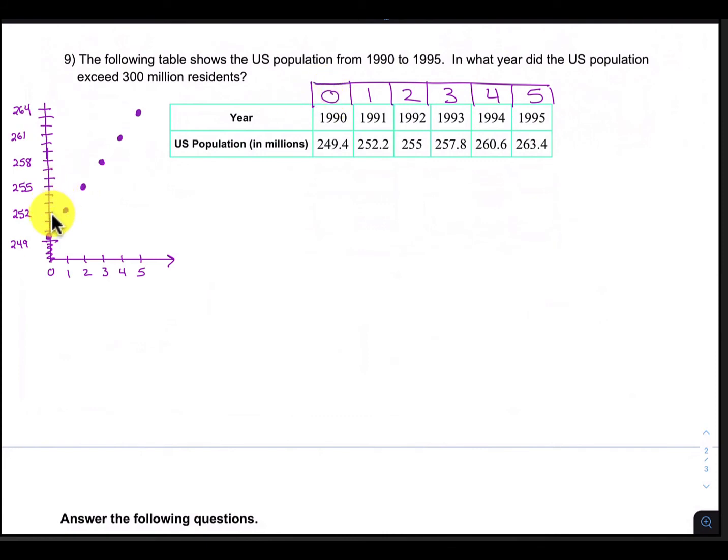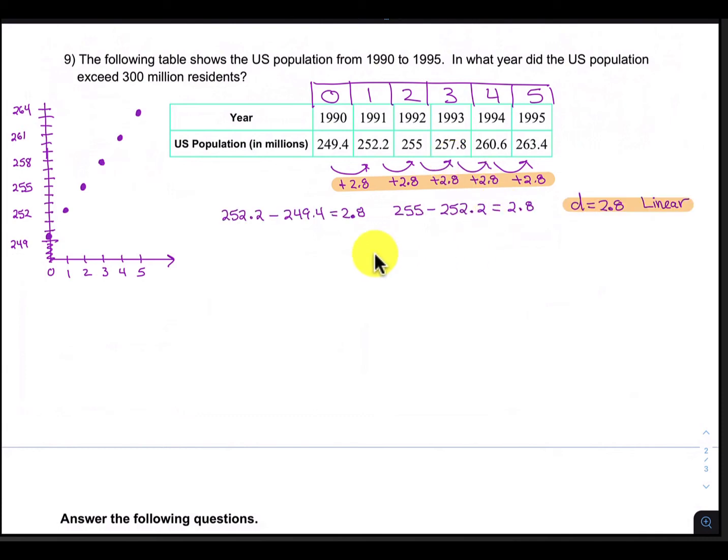All right, so this is the scatter plot for the points that you see in the table. Now we want to figure out what we are doing in between each number. Are we adding or are we multiplying? And as you can see, it ends up being that we're adding by 2.8 every time. The way you figure that out again is take the second number minus the first number. So 252.2 minus 249.4 gives you 2.8.